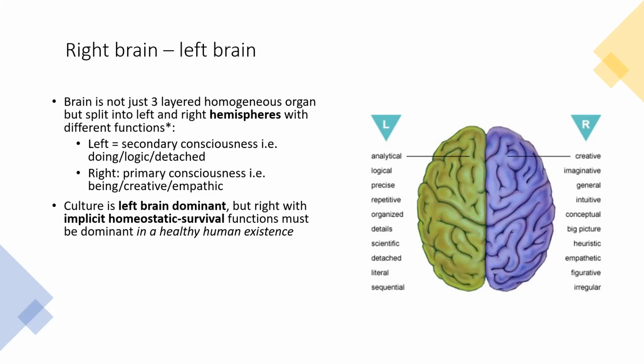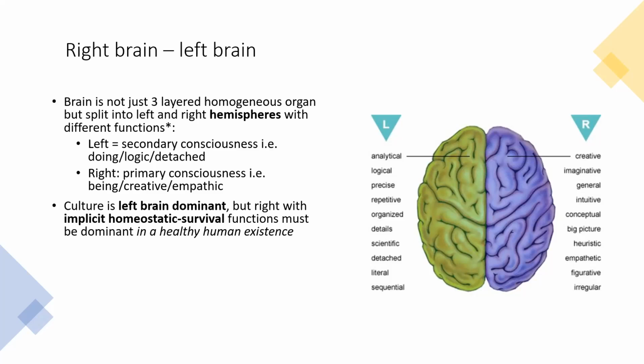But the right hand side of your brain isn't just about imagination. It's also about your survival functions, and the sense of balance in your body, physiologically, is called homeostasis. It's sort of keeping things in balance. And so we have this homeostatic survival function. There's the right brain linkage.